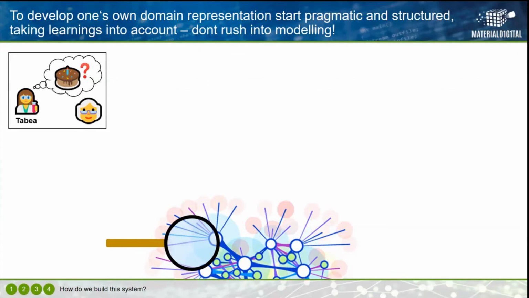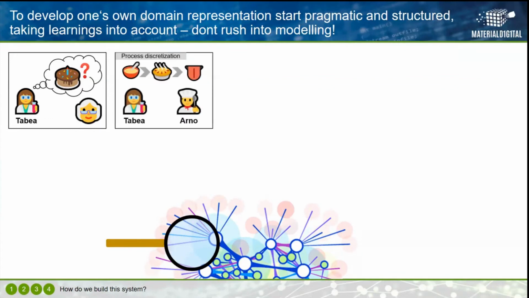In a simplified way, of course, you would start with the process discretization. You would ask yourself, what are the processes that we want to represent? Obviously, you don't do this alone. So Tabea is also talking to an expert, who is Arno the cook.